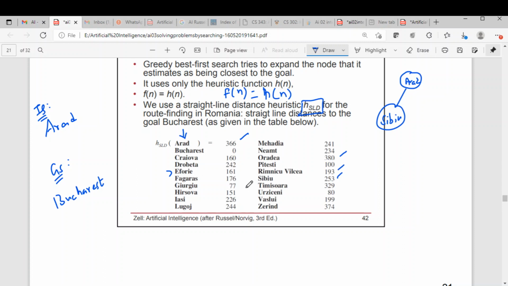And what's the cost of reaching Bucharest from Fagares? We have Fagares also, right? Where is Fagares? Fagares is 176. Out of this, which is the cheapest cost? 366, 176, 193, 380. 176 is the cheapest cost. So the algorithm will choose this path.